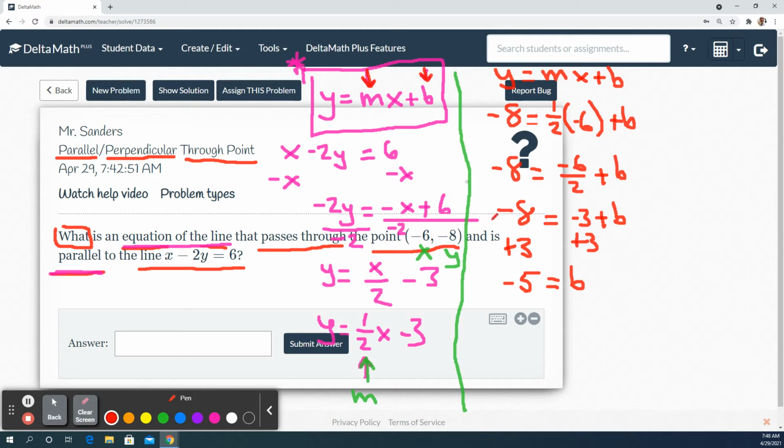X and Y are variables. So we keep our variables. Y equals m, which is 1/2, X. We keep X, and we have the minus 5.